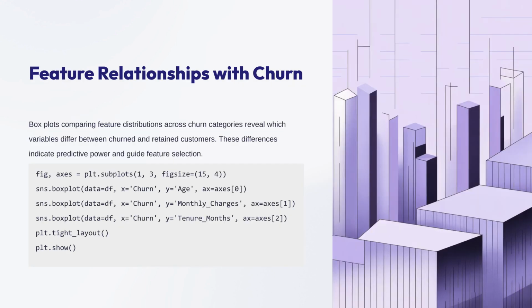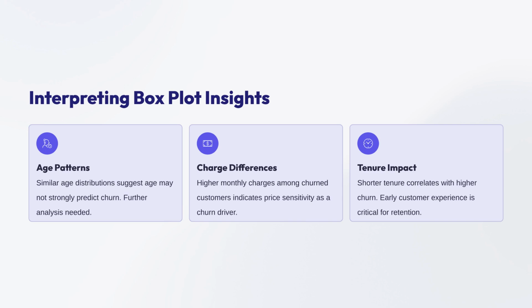Box plots compare numerical feature distributions across churn categories. By visualizing age, monthly charges, and tenure against churn, we can reveal which variables significantly differ between churned and retained customers. The box plots show that higher monthly charges indicate price sensitivity as a churn driver. Shorter tenure also correlates with higher churn, highlighting the importance of the early customer experience. Age distributions appear similar, suggesting it might not be a strong predictor alone.